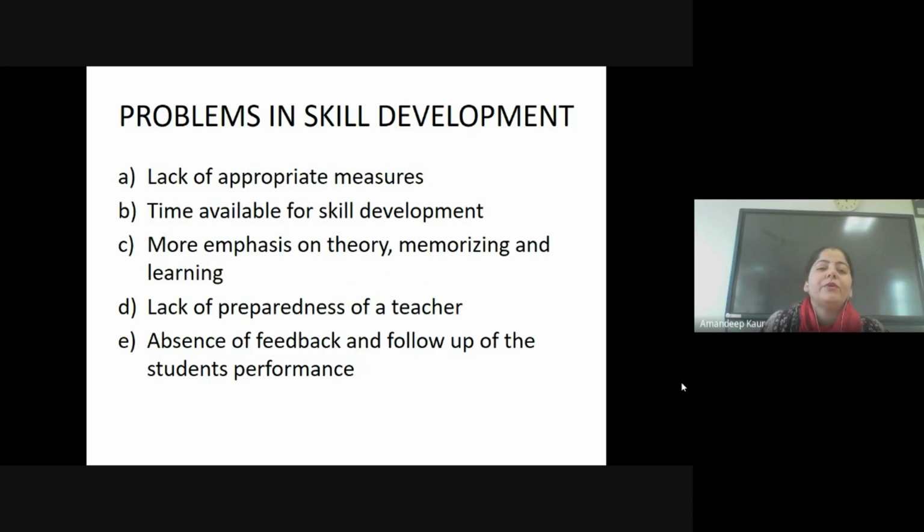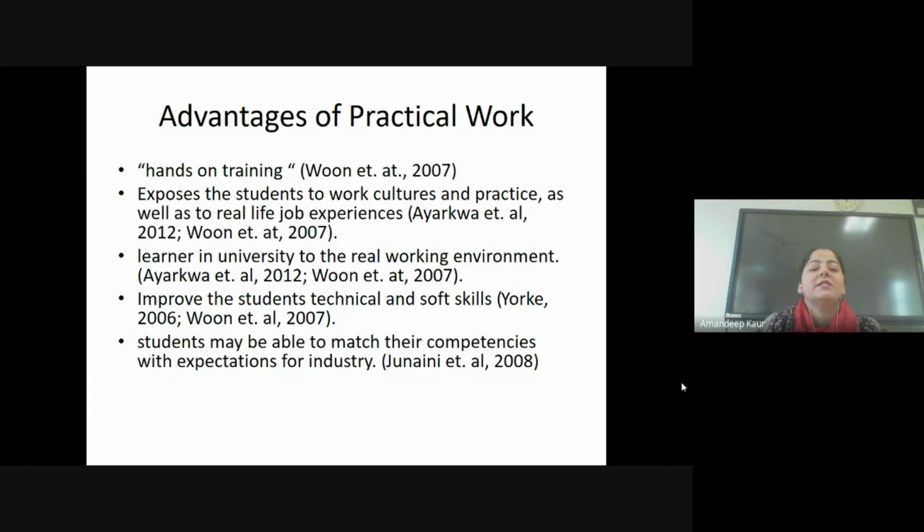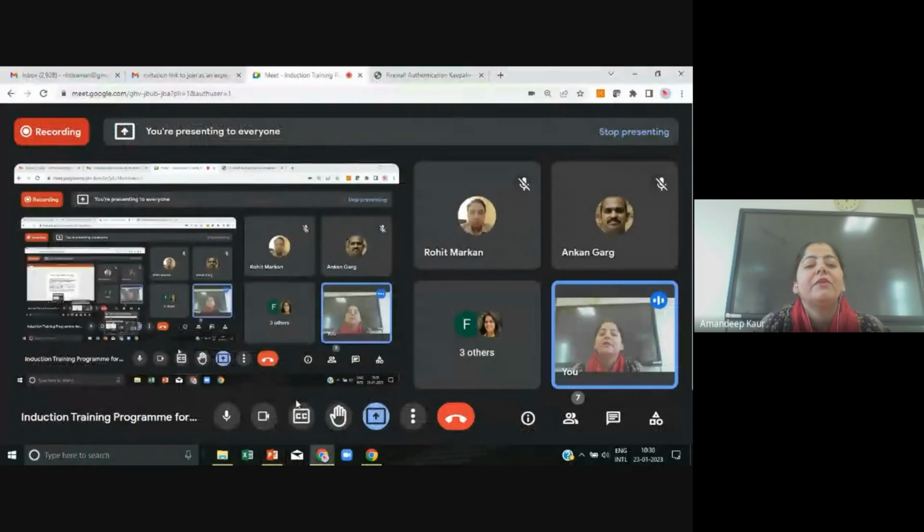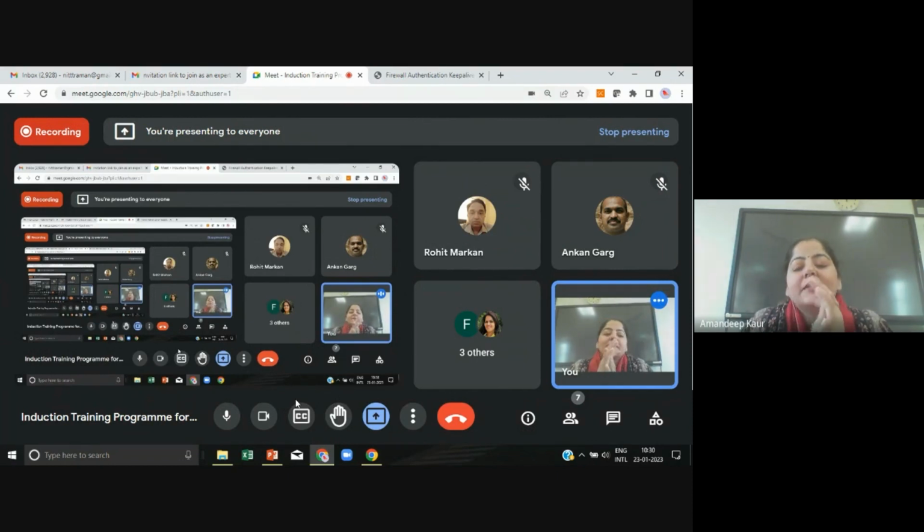Now, before I discuss the problems in skill development, I would again like to ask my participants what are the different problems faced by them when it comes to the implementation of practical activities at institute level. So what are the different challenges that all of you face in terms of your practical classes? Yes, any member from the group?